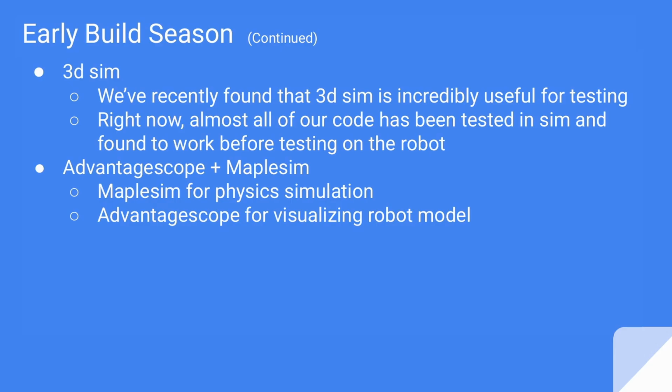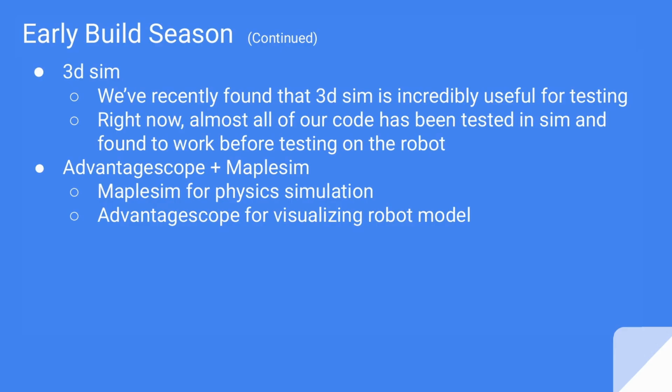Because during the initial stages of the build season, software doesn't have much to do, right? You're just coding, doing what software does best. I don't know what they do best. But with 3D Sim, it allows you to simulate all of these things before you even get the robot. And you don't even need to have a high-fidelity CAD model to do this.